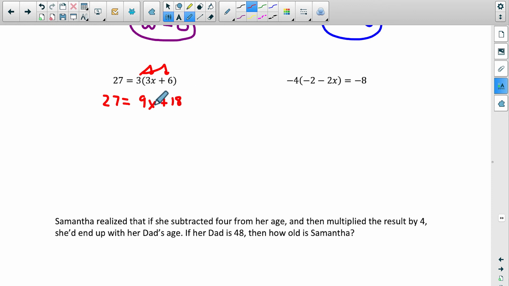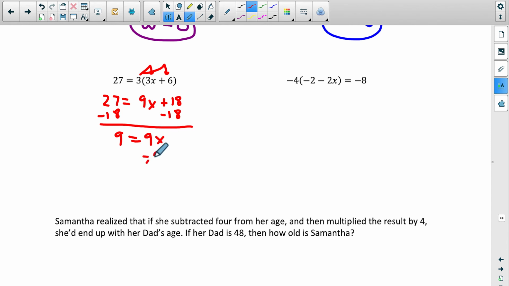Got to get this x by itself. We need to add or subtract first, so I'm going to subtract. I'll subtract 18 from both sides. Ooh, it's not the easiest. Pull the calculator if you want. You get 9. So 9 equals 9x. Last step, this is 9 times x.